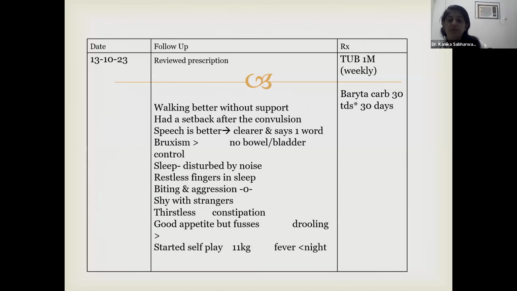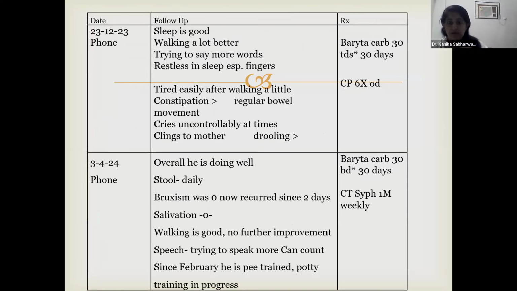He starts improving at a much rapid pace. Now, I didn't take that consent to show you the videos, but now he is bowel trained, he is bladder trained. I'll show you the subsequent follow-ups. Bruxism, that is teeth grinding, has stopped. He is reciting a full poem. He is eating by himself. He now walks, he greets me. So there's a lot of progress.